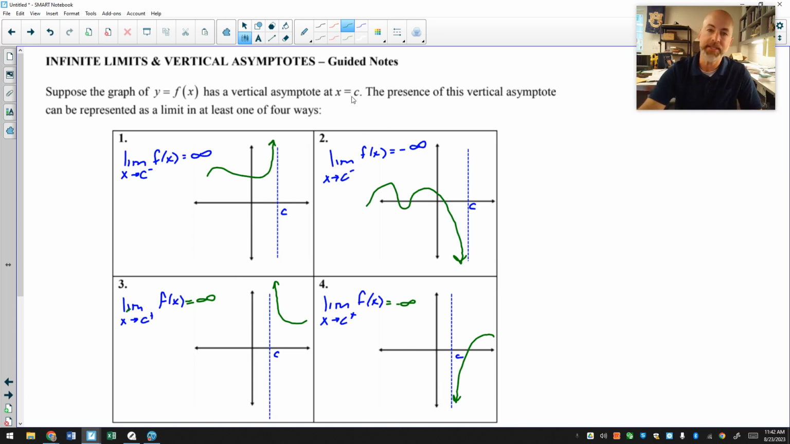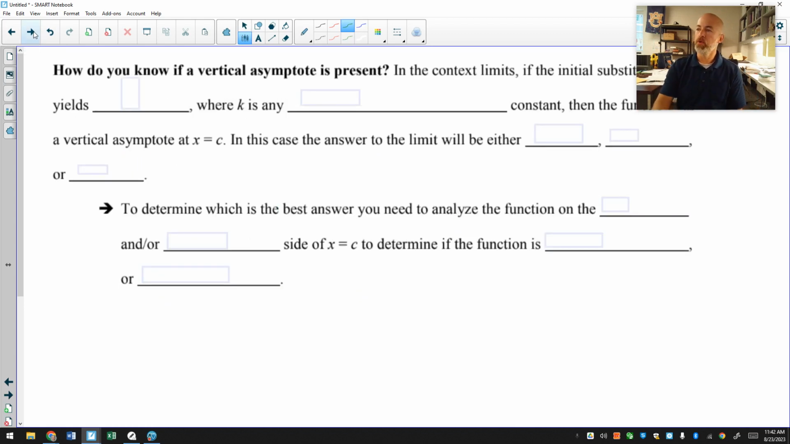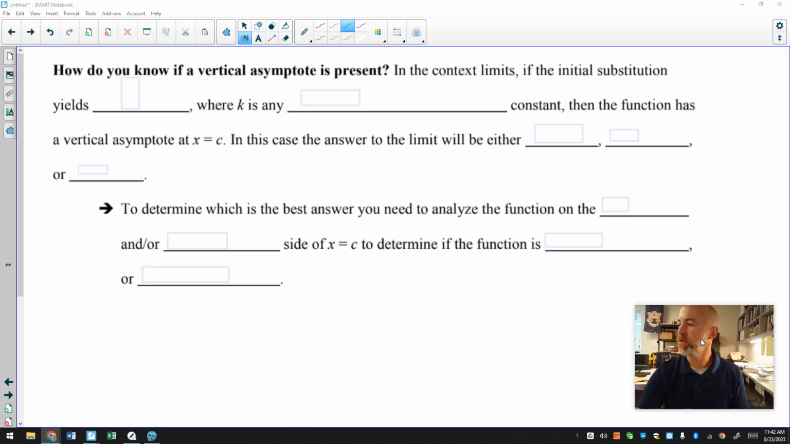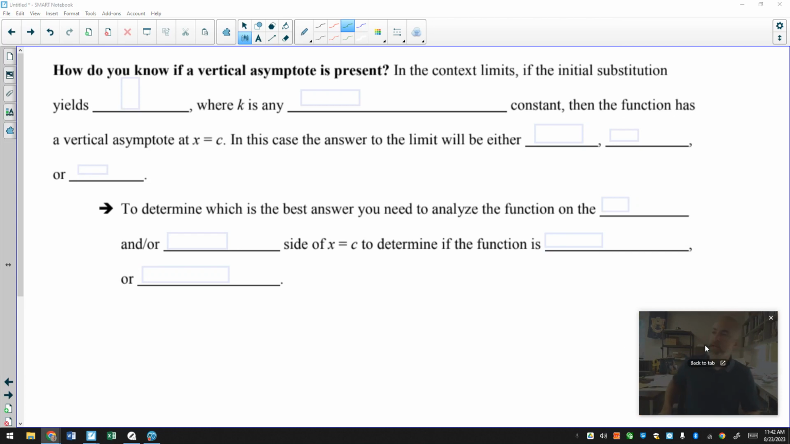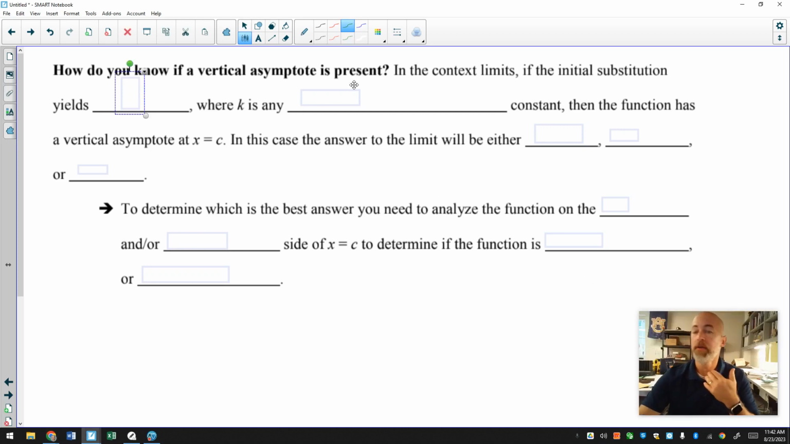And do remember that c is a finite number. We're not approaching infinity on these. We're approaching 2 or 7 or 4 or something like that. So how do you know if a vertical asymptote is going to be present if you're looking at a limit? Vertical asymptotes typically happen, and there are some functions that don't look like this, when you have a fraction for a function, and there are some trig functions that are the exception, logarithmic functions as well.